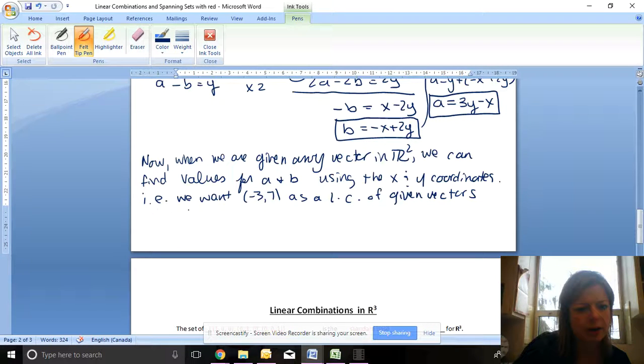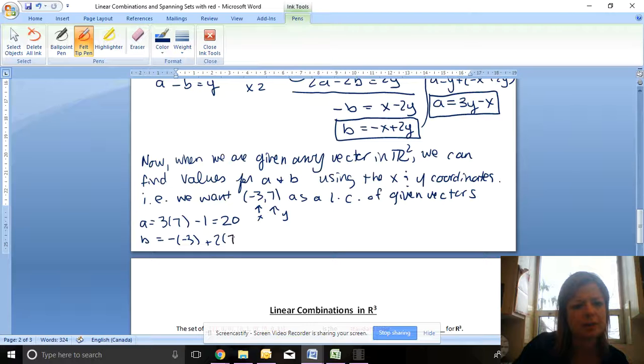Well, then we put, this is our x, right? And this is our y. So now we just put that in. So a is equal to 3 times 7 minus 1. So our a value is 20. And b is written as negative 3 plus 2 times 7. So that gives us 17.